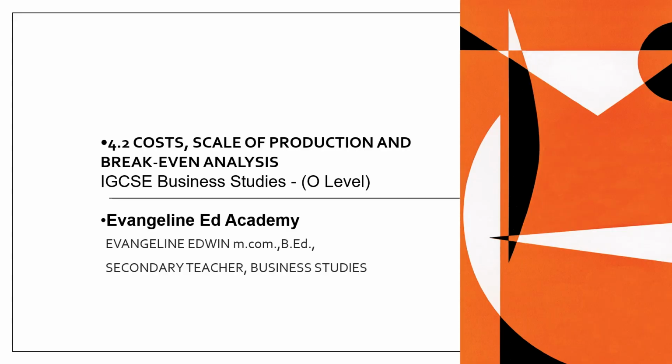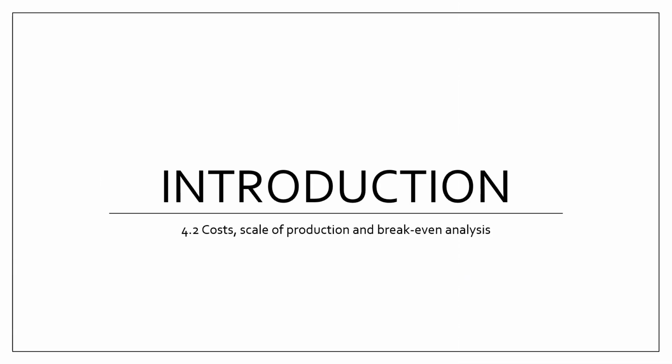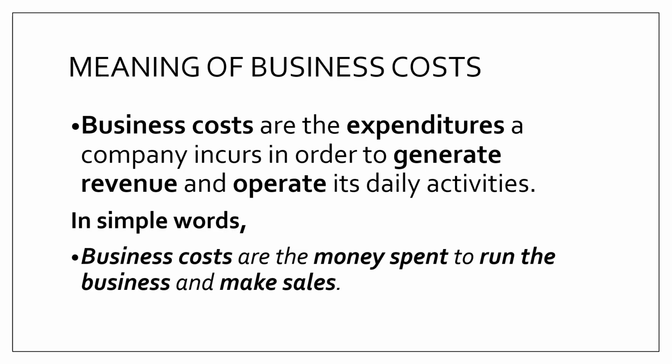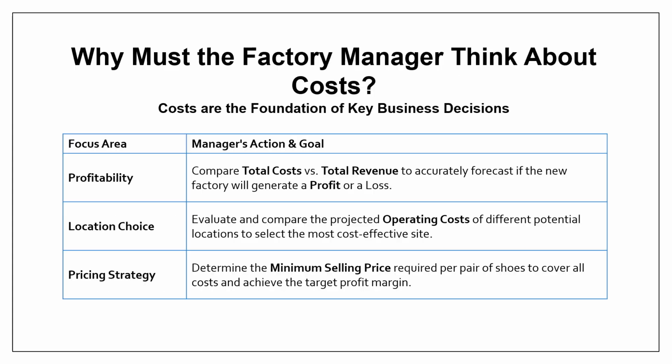Today, we are going to study cost, scale of production and break-even analysis, chapter 4.2, IGCSE Business Studies. Introduction. What is the meaning of business cost? Business costs are the expenditures a company incurs in order to generate revenue and operate its daily activities. In simple words, business costs are the money spent to run the business and make sales.